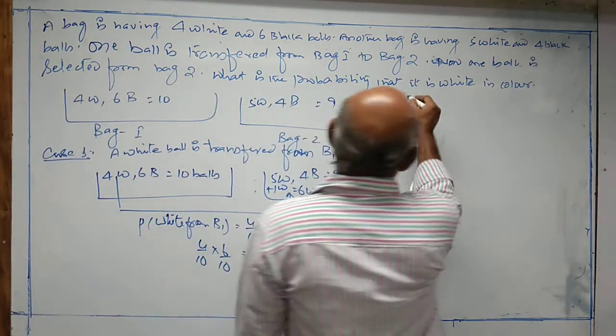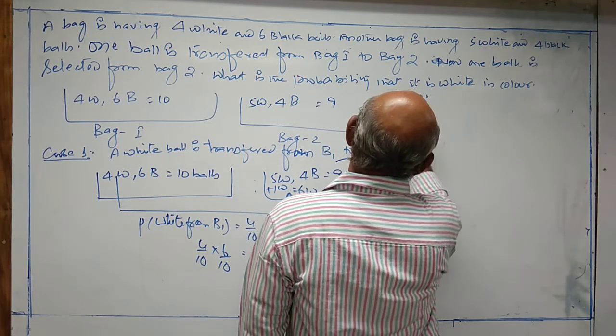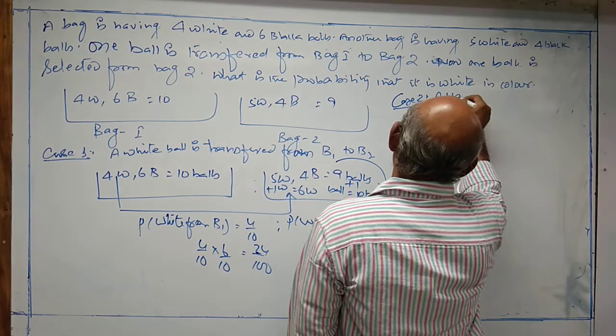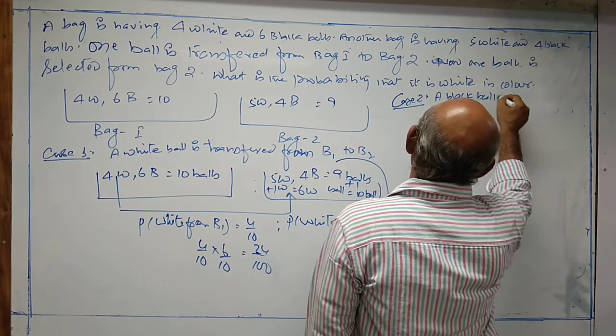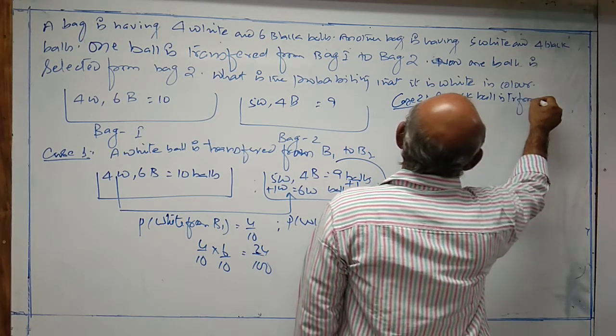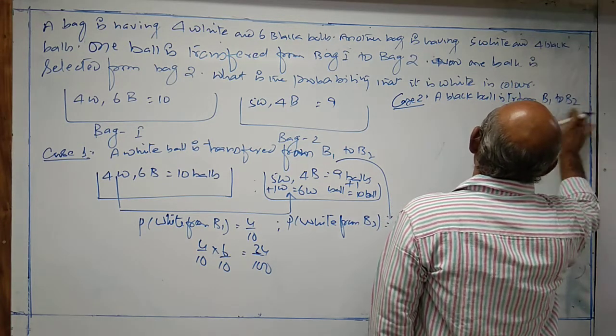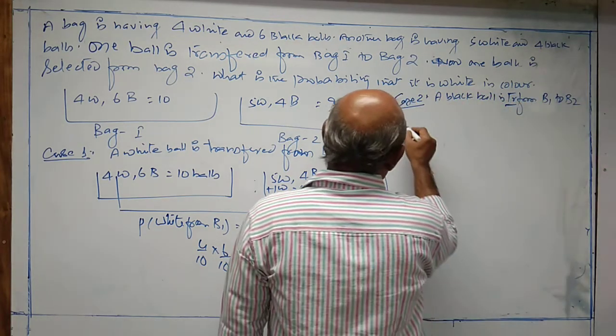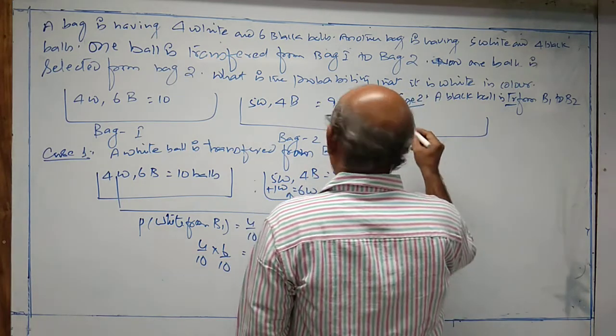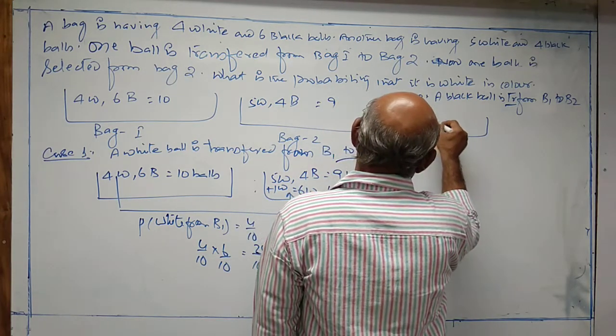Let us see case 2. A black ball is transferred from B1 to B2. It is 4 white, 6 black balls.